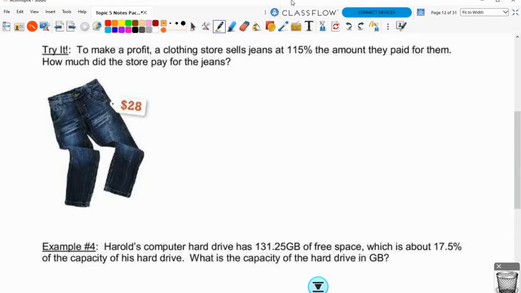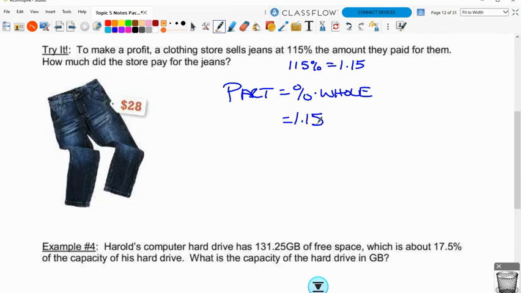In our try it example, we're told that in order to make a profit, a clothing store sells jeans at 115% of the amount that they paid for them. How much did the store pay for the jeans? So in order to figure this out, once again, part equals percent times the whole value. Our percentage this time is 115%. Written as a decimal, move it back once, twice. So that's going to be 1 and 15 hundredths, which is what we're going to record right there.